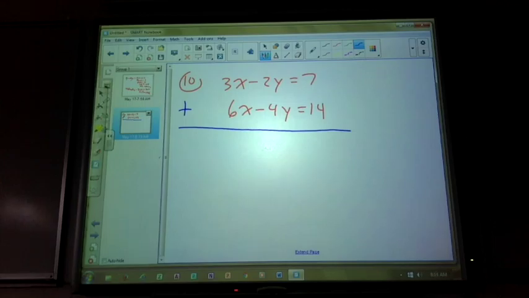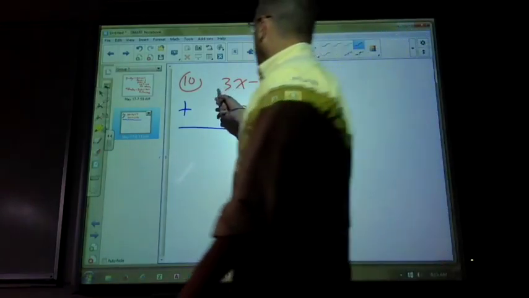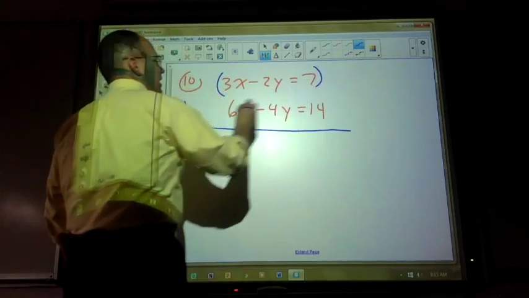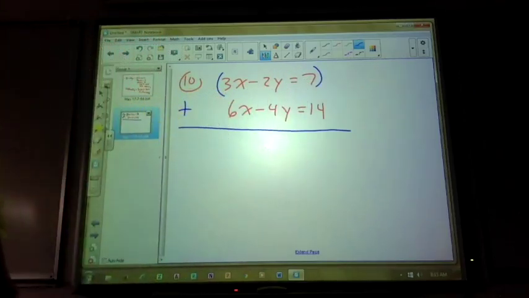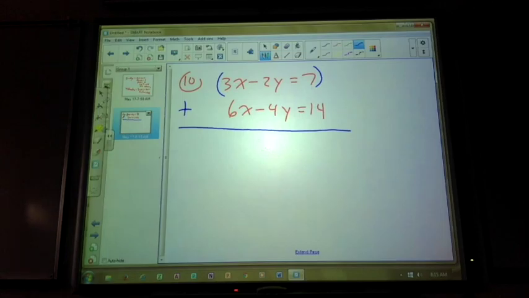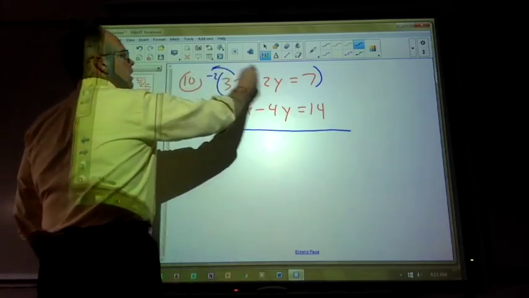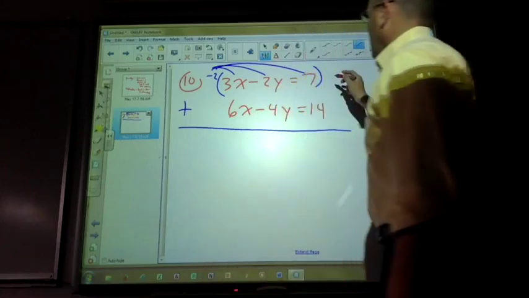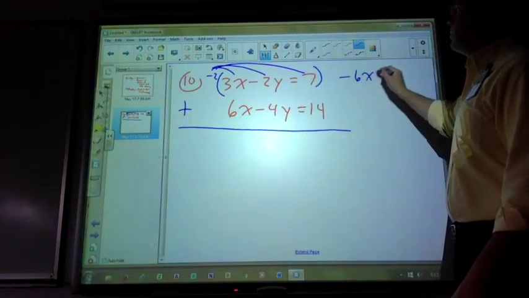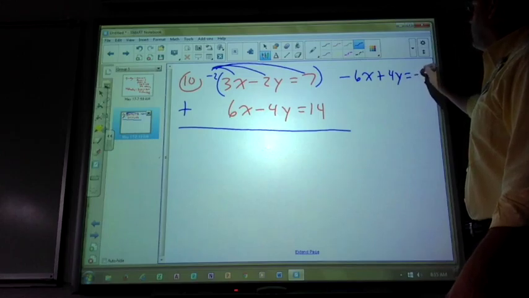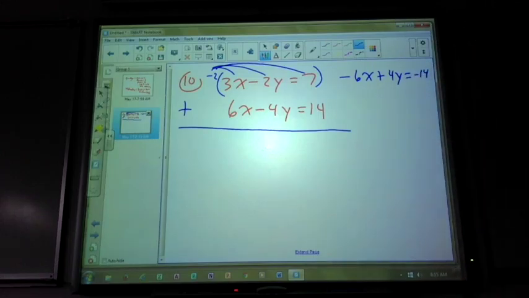So I have a 3x and I have a 6x. Should I multiply the top equation by a number or the bottom equation by a number, or both? Is there a number I can multiply the top by that gets an opposite of the x on my bottom? No, just the top. What should I multiply the top by to get rid of the x's if I add them together? What do you got, Gabe? Yeah, buddy. If you multiply everything by -2, here, here, and here, that's going to give me -6x plus 4y equals -14. Does everybody see where those numbers just came from?